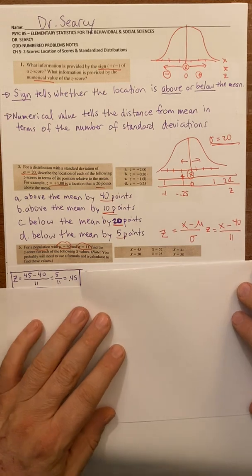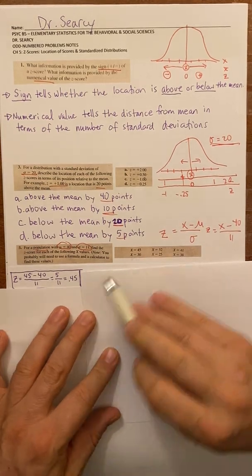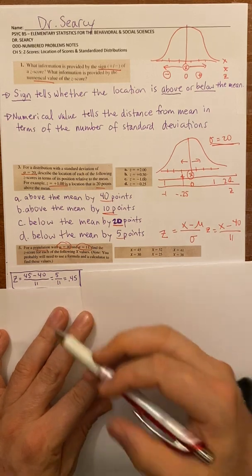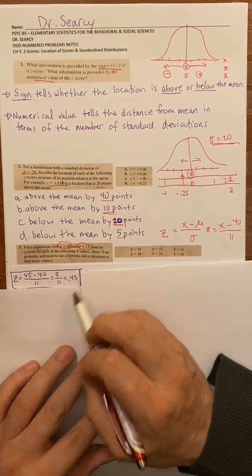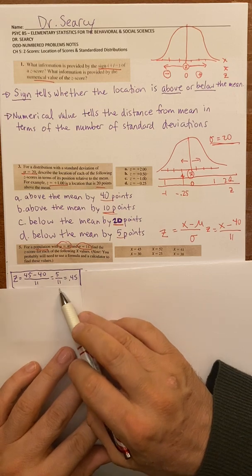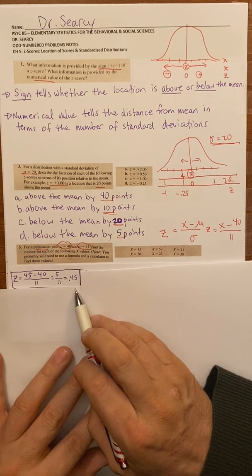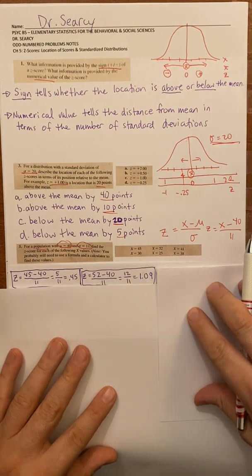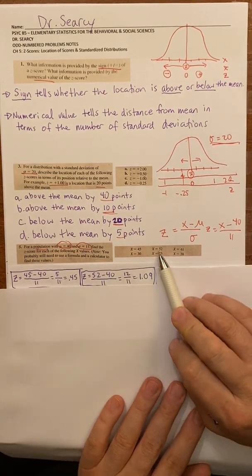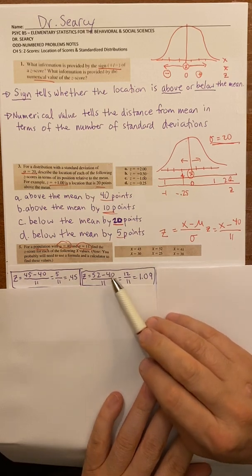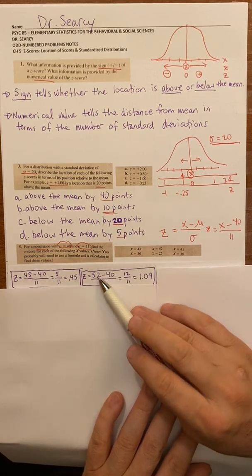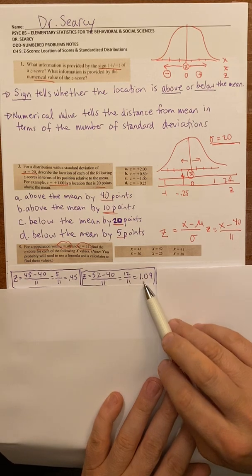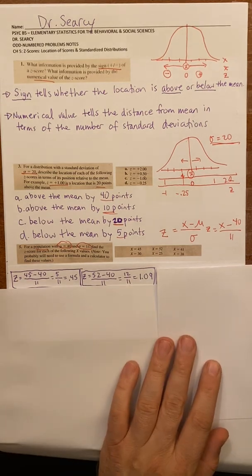First one is where we're given the x value of 45. That's going to be z equals 45 minus 40 over 11. First thing that we're going to do is a subtraction problem in the numerator. It gives us 5 over 11, so then it's just a division problem where the answer is 0.45. Moving on to the next equation. We were given a value of 52, so it's going to be z equals 52 minus 40 over 11. Again, we did the subtraction problem first. It gives us 12 over 11, which then gives us 1.09.